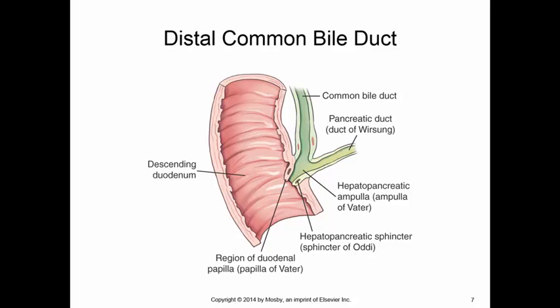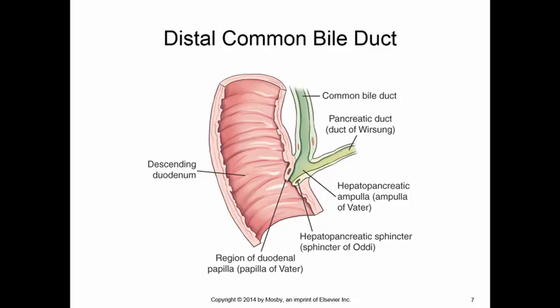Okay? Now, near the end of the common bile duct, which again is down here, the wall of the duct contains these little circular muscle fibers, and those are known as the hepatopancreatic sphincters, or sphincters of Oddi. The sphincters relax when the levels of CCK increase in the bloodstream. And remember, that makes sense.